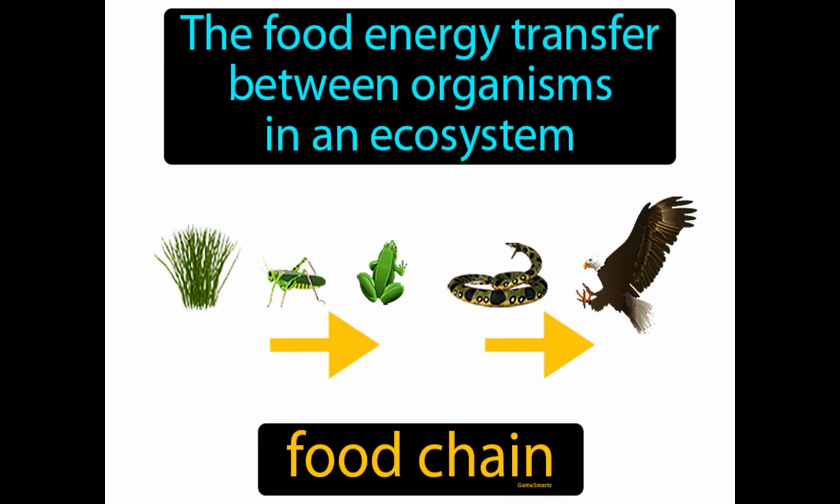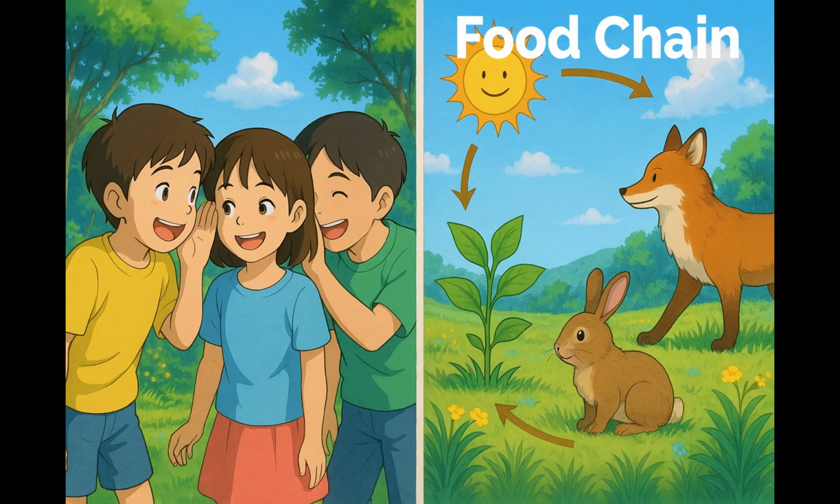The food energy transfer between organisms in an ecosystem. Food chain. A food chain is a sequence that shows how each living thing gets its energy by eating another organism in an ecosystem. Have you ever played the game of passing a message down a line of people, only to find that the message changes slightly with each person?